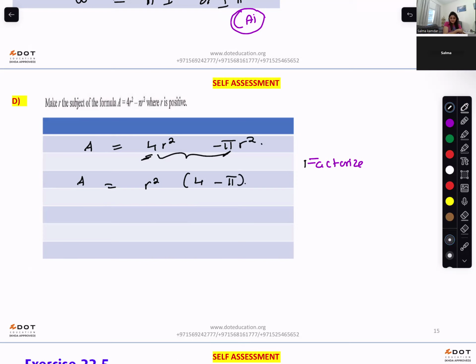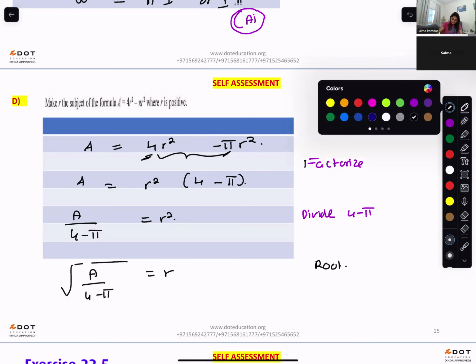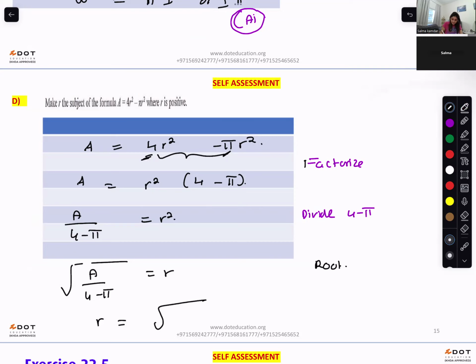Now what you can do is, you can divide both the sides by 4 minus pi. So you're left with a over 4 minus pi is equal to r square. Now you're going to take root. So you will have r is root of a over 4 minus pi. R is the subject, so I will put r on the left hand side. So it will be r is equal to root of a divided by 4 minus pi.